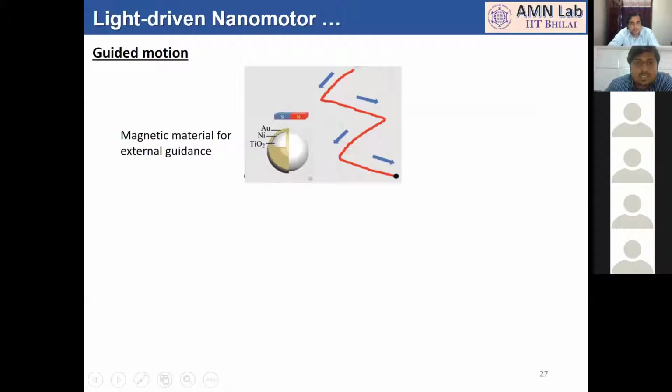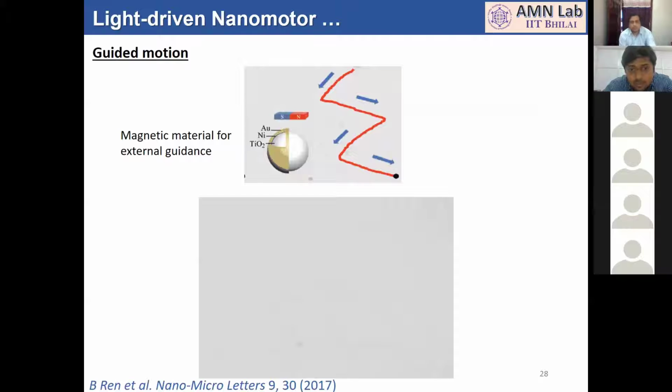Further, in these nanomotors, if we put a coating of a magnetic material like nickel or cobalt under the TiO2 layer, otherwise it will block the chemical activity. So here we put a magnetic material under this TiO2, and now by applying an external magnetic field, we can actually guide their motion like a real robot. We can tell them in which direction to go in the 2D plane. This is the video. You can see that it is moving exactly along this path.